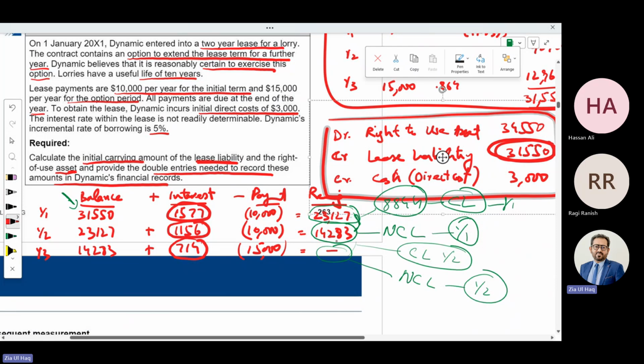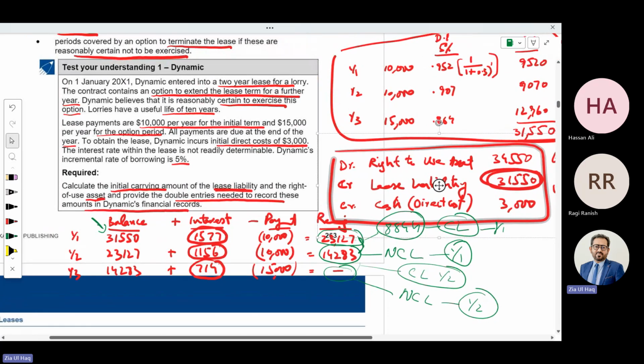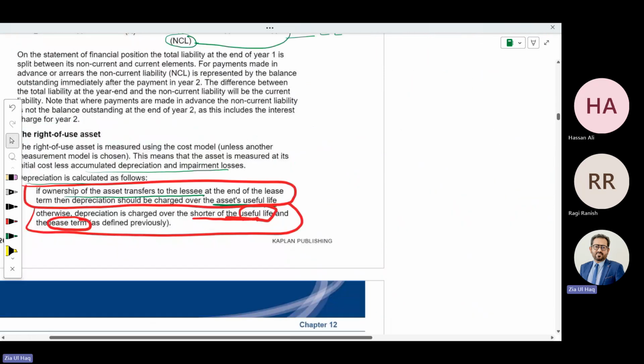This will be non-current liability. This will be current liability, 8844. The asset value will be 34550 and it will be depreciated over how many years? 3 years. 34550 divided by 3 years, we can calculate depreciation. We have calculated the interest expense. We will calculate the depreciation, asset, non-current and current liabilities. We can show. Is it fine? Let's move forward.